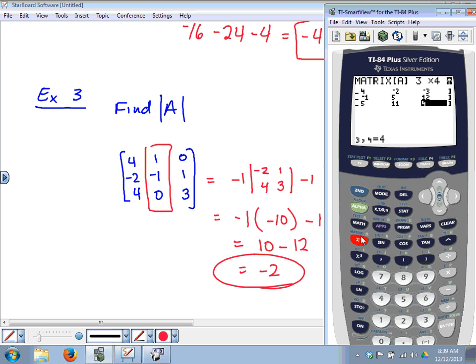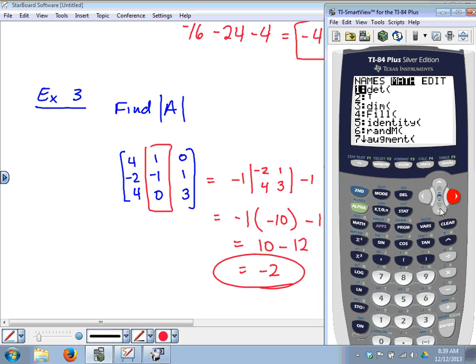So, if you go into the matrix menu and then go to math and scroll down, do you see this REF? What do you think that stands for? It stands for row echelon form.